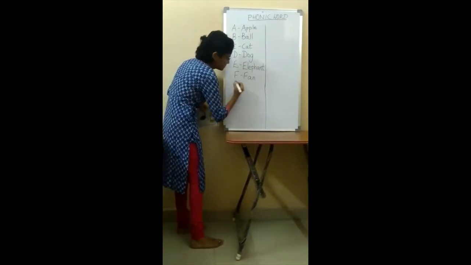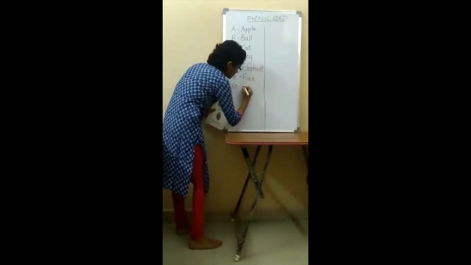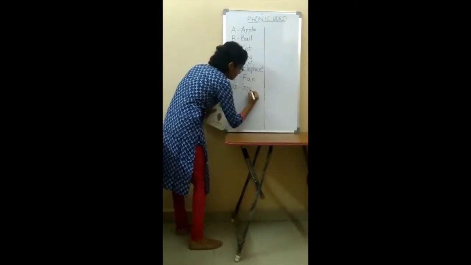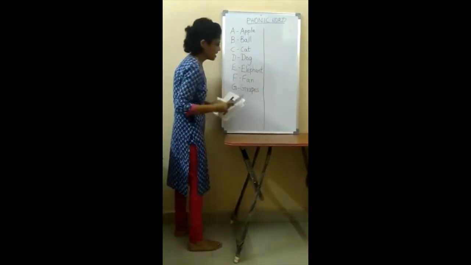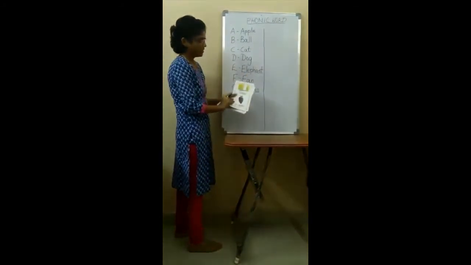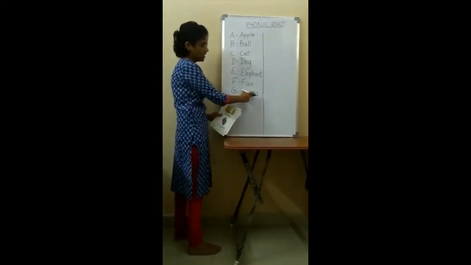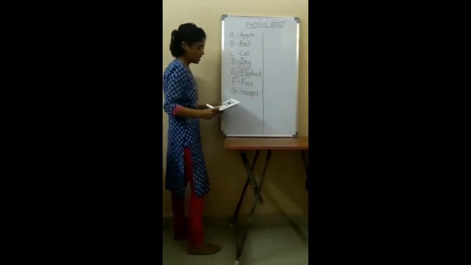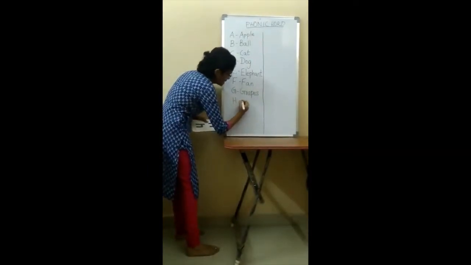G. G for grapes. G R A P E S. Grapes. The next letter is H.